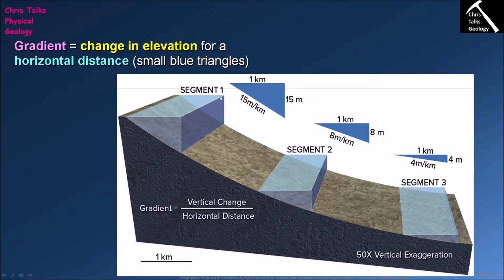We can see that in segment 1 for 1 kilometer of travel the ground surface drops by 15 meters. In the case of segment 2 for 1 kilometer horizontally the ground surface drops by 8 meters, and for segment 3 for 1 kilometer's horizontal distance the segment drops by 4 meters. So what you can see is that there is a steady changing gradient. The gradient up in segment 1 is going to be the highest, and the gradient down here in segment 3 is going to be the lowest.